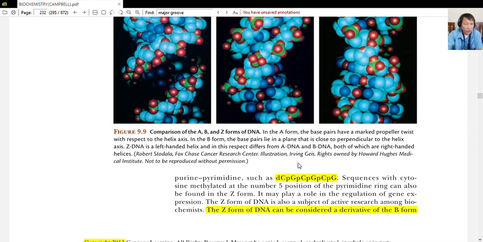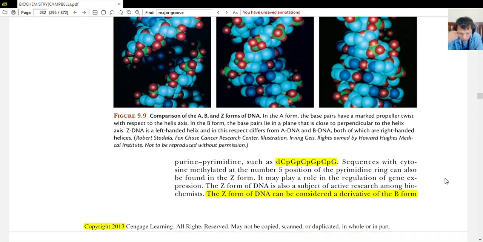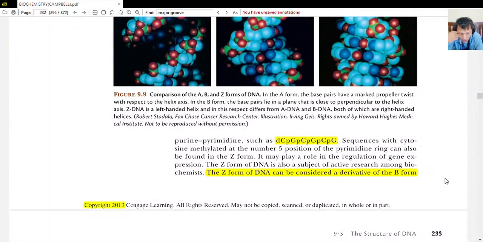If you have your trigonometry, I think you can picture it out. But anyway, if you cannot, just look at it. In the B form, the base pairs lie in a plane that is close to perpendicular to the helix axis. Z DNA is a left-handed helix. Okay, the B form, base pairs, and so on and so forth. The Z form DNA can be considered a derivative of the B form.